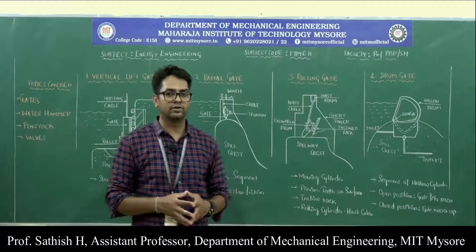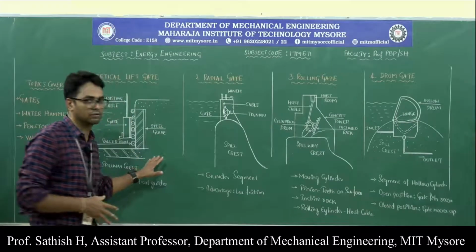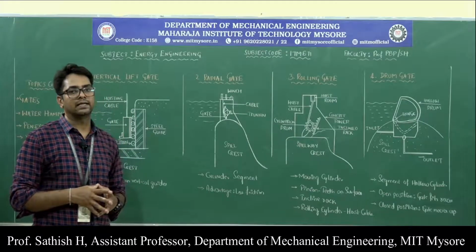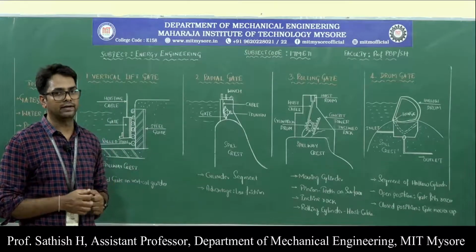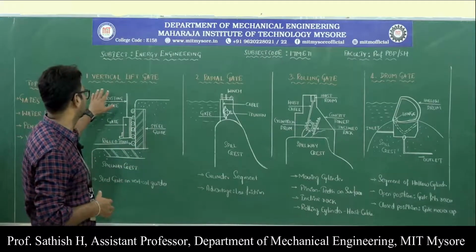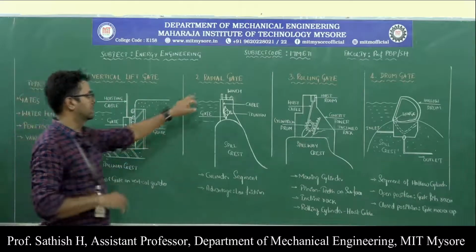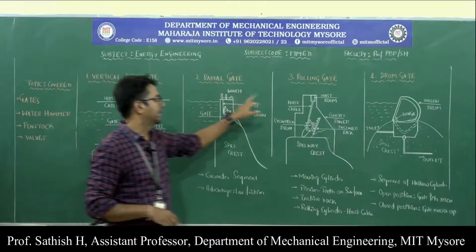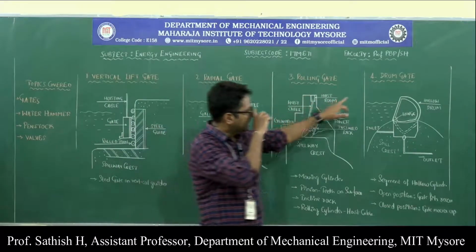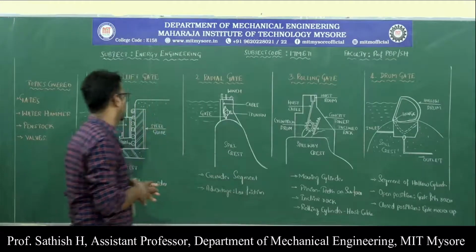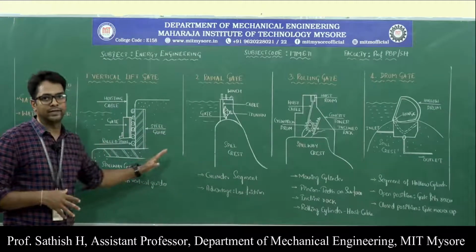A gate, as I told you before, controls the flow of the water from the reservoir to the downstream. Basically, gates are classified into 4 types. The types of gates are the vertical lift gate, the radial gate, the rolling gate, and the drum gate. Those are the 4 different types of gates we have. The first one is the vertical lift gate.